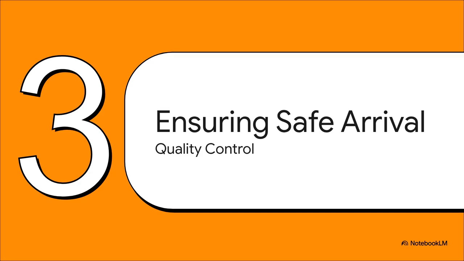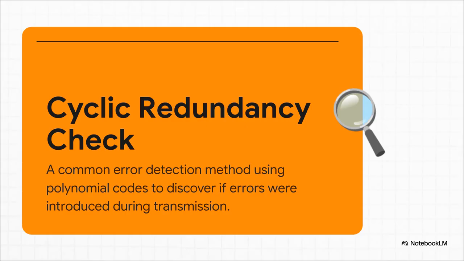But a good postal service doesn't just send letters, right? It makes sure they arrive safely. And that brings us to the next part of Unit 2, the quality control that happens at this stage to make sure we get a reliable delivery. I mean, how do you know if your digital letter got crumpled or torn on its journey? Through something called error detection. A really common method is the cyclic redundancy check, or CRC.